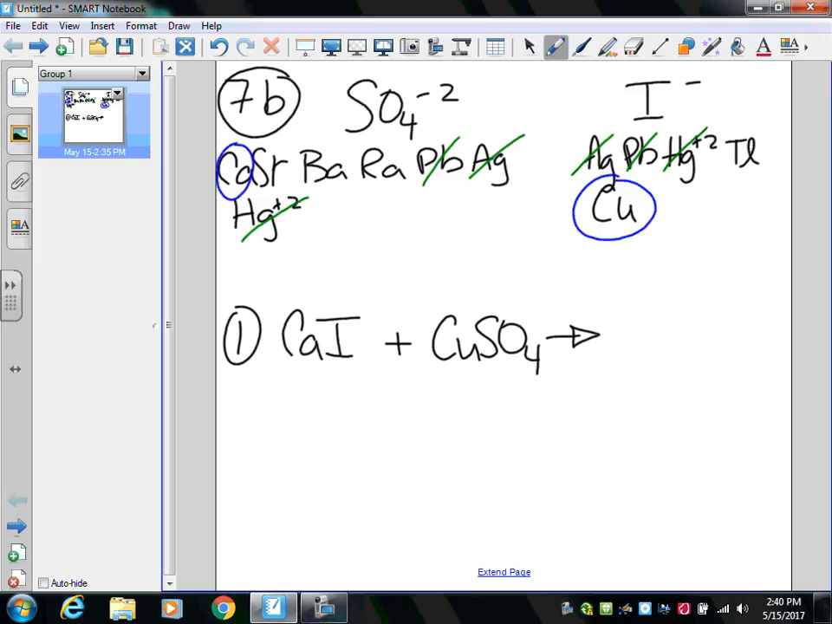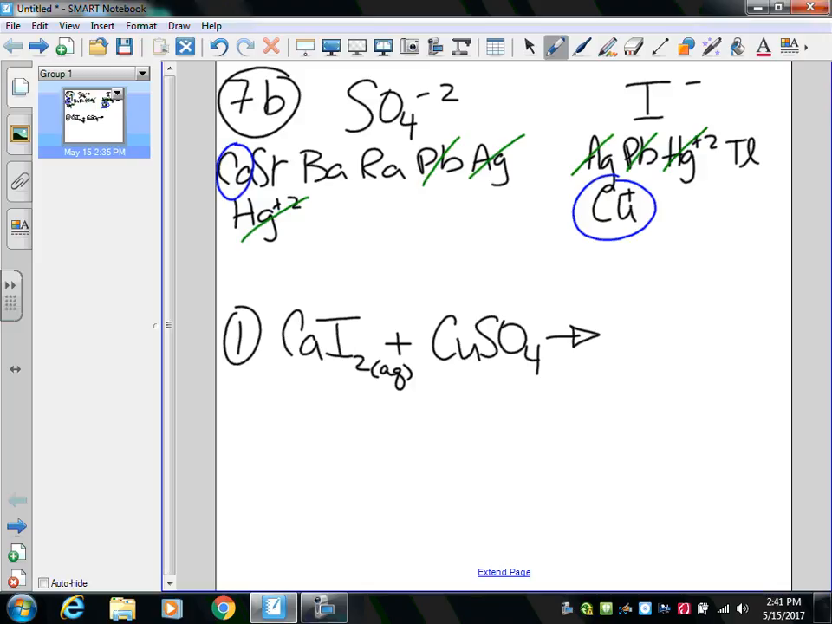Prior to me doing that though, I have to look at charges. So calcium is a +2 because it's in group 2. Iodide is a -1. So I have to crisscross to equal 0. So I should have CaI2, aqueous. With my copper there, does it indicate which charge it was? Does it have a plus or a +2 on the top of it? Just a plus. So that means that I have a +1. My sulfate is a -2.